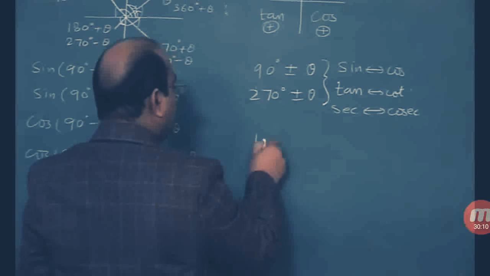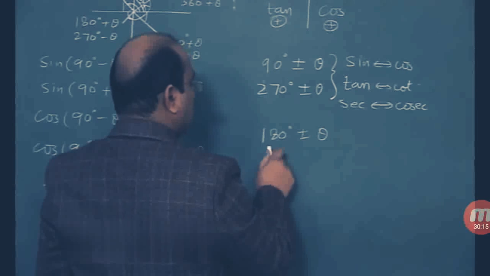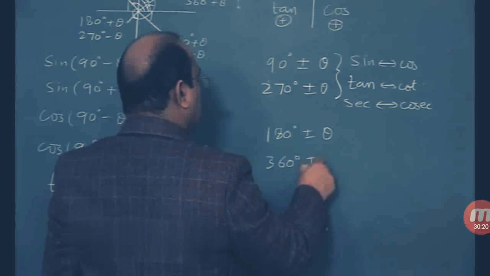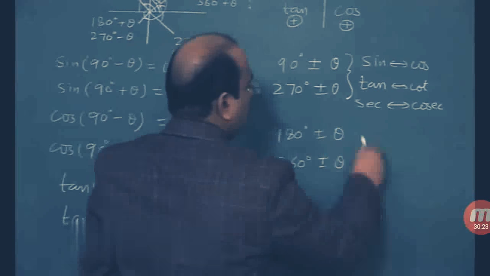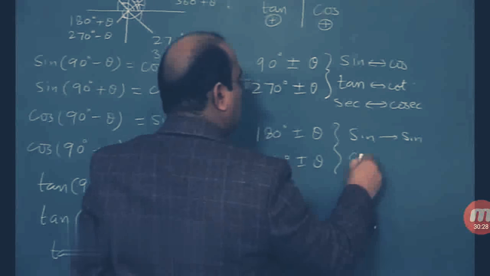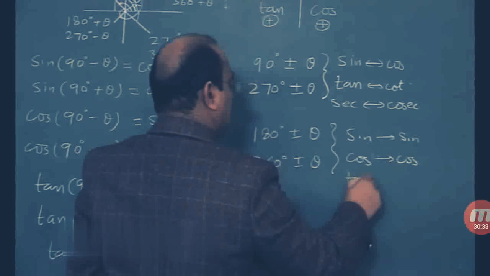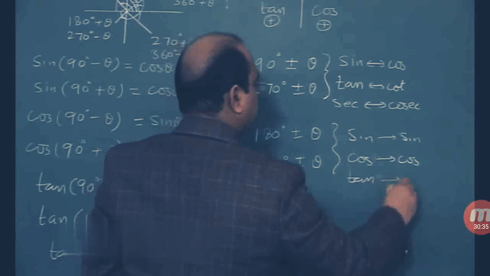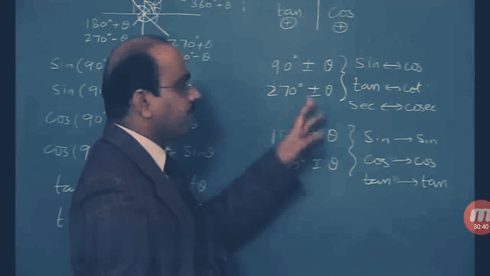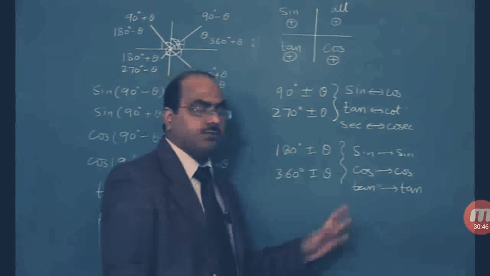But if the angle is with 180 or 360, then sine will remain sine, cos will remain cos, tan will remain tan. That means in case of 90 and 270, they change, they convert into each other, but in case of 180 and 360, they do not change.